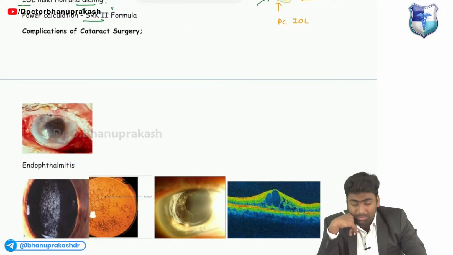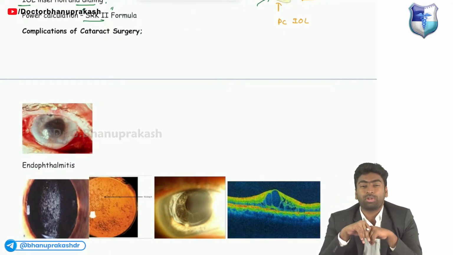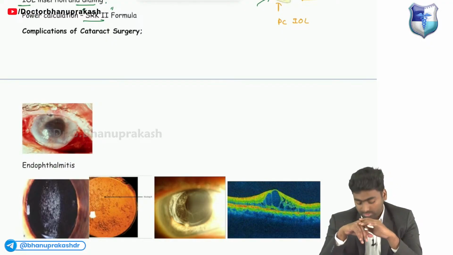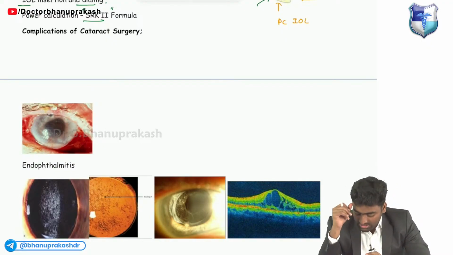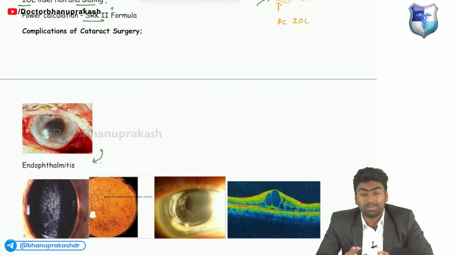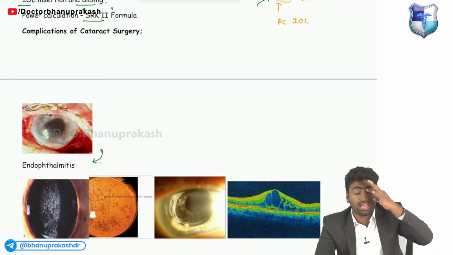Okay, and a few complications can arise because of cataract surgeries. One of the main complications is because of unhygienic conditions. If there are any unhygienic pre-op preparations, or if you didn't clean the eyelashes with betadine, then it can cause a deteriorating condition known as endophthalmitis. So they will ask you, what is the most important step in preventing early endophthalmitis? The answer should be what? Cleaning the eyelashes with betadine.